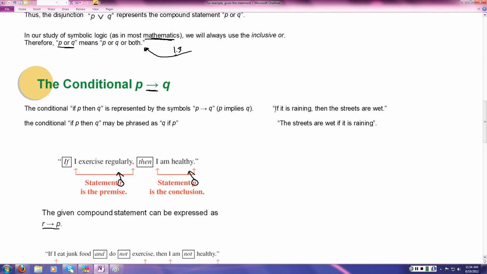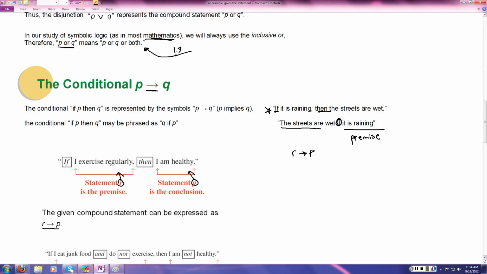Another example your PowerPoint gives you is: if it is raining, then the streets are wet. The streets are wet if it's raining. A lot of times you don't see this if-then, so the then is kind of dropped. You have to say, oh, this is the if, so this is going to be my premise of my statement, and this is my conclusion. So this would still be R implies P, but the order in the sentence is not what you would expect.